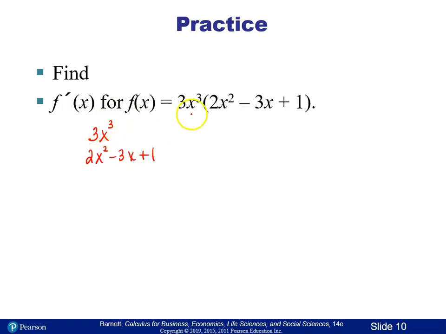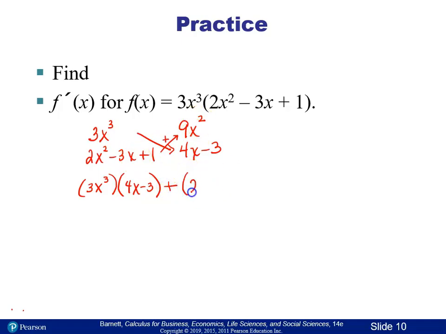Okay, so the derivative here, 3 times 3 is going to be 9x squared. The derivative of this will be 4x minus 3. So we're going to multiply this way, add, and then go this way. So 3x to the third times 4x minus 3. So going down this direction. Plus, now we're going to go up this way. So 2x squared minus 3x plus 1 times 9x squared.